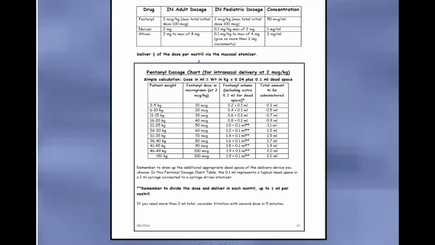So if you look, you'll see patient weight. Let's just use for instance, a 3 to 5 kilogram patient. And you'll see that the fentanyl dosing is 10 micrograms. And the fentanyl volume, including the dead space, in other words, the volume would be 0.2 milliliters, which is 10 micrograms, plus the 0.1 milliliter for dead space. The total amount to be administered would be 0.3 milliliters.